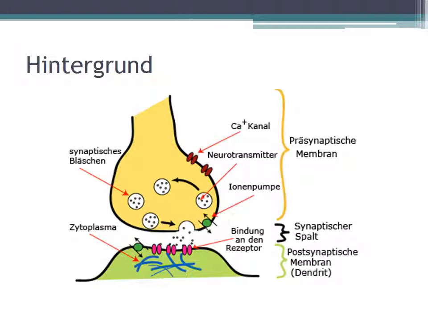So let me explain a quick background on the neurophysiology. What you can see here is a synapse, and there's a presynaptic terminal with the vesicles in there, and then there's the synaptic cleft and the postsynaptic membrane, which can be either a different nerve cell, just a neuron, or it can be a muscle cell.